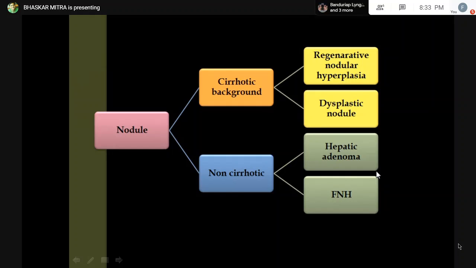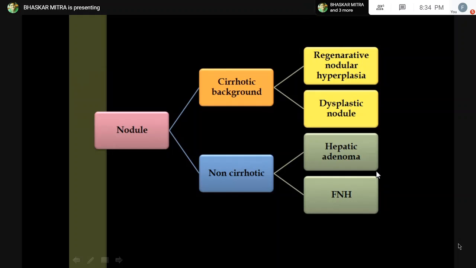If it is on a cirrhotic background, it can be either a non-neoplastic regenerative nodular hyperplasia or a dysplastic nodule. If it is a dysplastic nodule, then we will definitely look for a small focus of hepatocellular carcinoma within it, a nodule-in-nodule pattern. We can approach it like that.